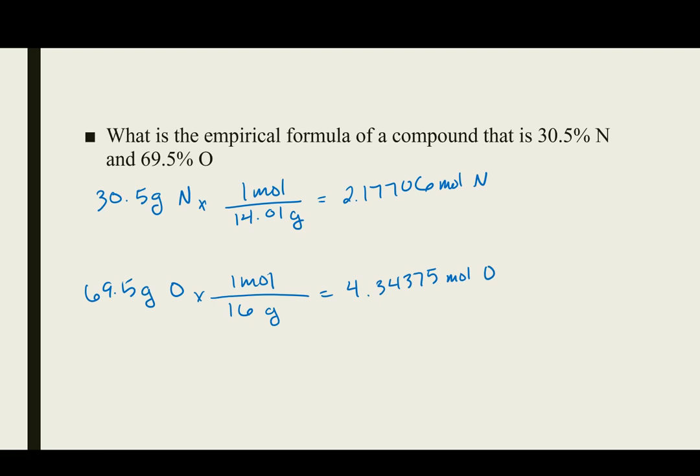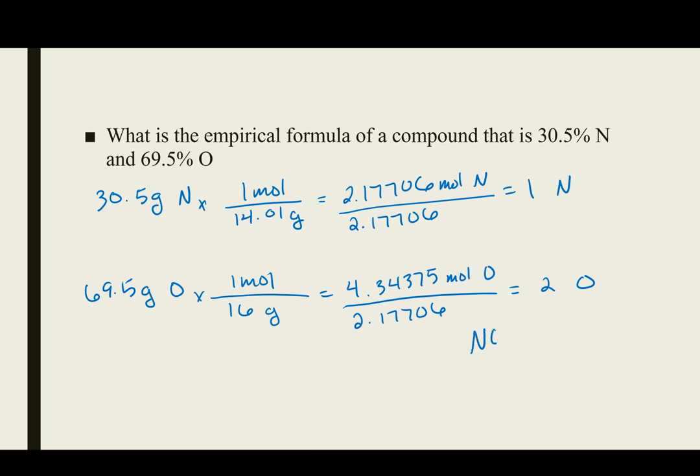So now what I want to do is get the ratio of nitrogen to oxygen. And it's easier if that ratio is a whole number. So I'm going to divide all mole amounts by the smallest mole amount. So I'm going to divide both of these numbers by nitrogen's mole amount. Obviously, that would give you 1 nitrogen. Dividing by 2.17706, this is going to give you 2 oxygen. So the ratio in this compound is 1 nitrogen to 2 oxygen, and so you would write your formula as NO2. Your empirical formula for this compound is NO2.